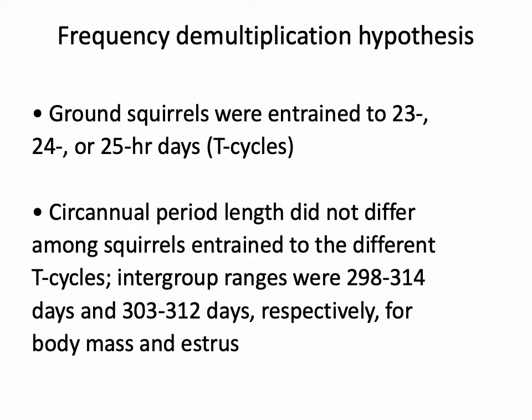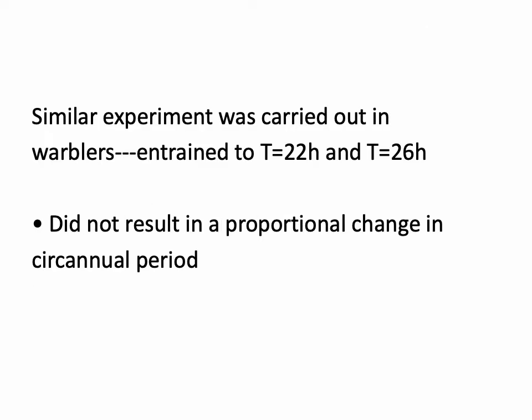You could entrain animals to a day that's greater than or less than 24 hours. And if it's simply counting how many circadian cycles it goes through until it reaches a year, if you shorten their circadian rhythm, then they should show a shorter circannual rhythm. Or if you extend it to, say, 25 hours, then you should expect to see a longer circannual rhythm. But again, doing that didn't show any evidence of that in ground squirrels that were entrained at different T cycles. And they showed approximately the same ranges of circannual activity and body mass and estrus. It didn't make a difference if you entrained them to different day lengths.